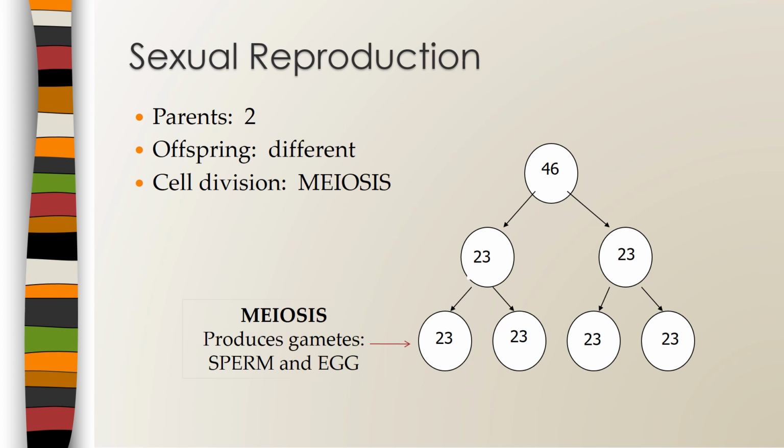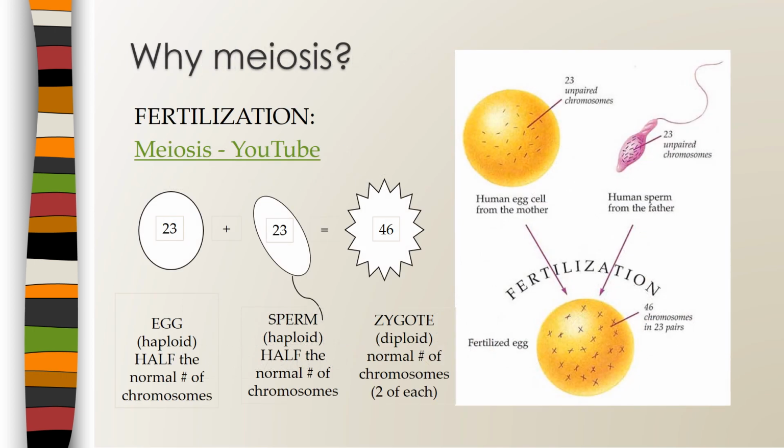So with sexual reproduction, there are two parents, you and me, all right? The offspring are different, and this happens by the process of meiosis. Meiosis produces gametes, and we know gametes as the sperm and the egg. All right, so why would we do meiosis?